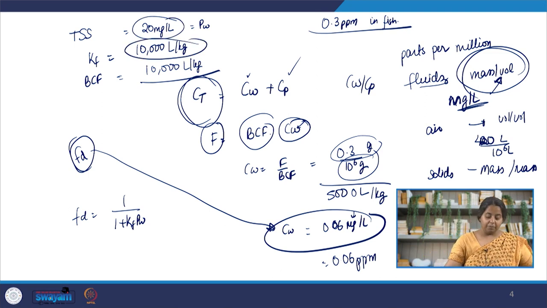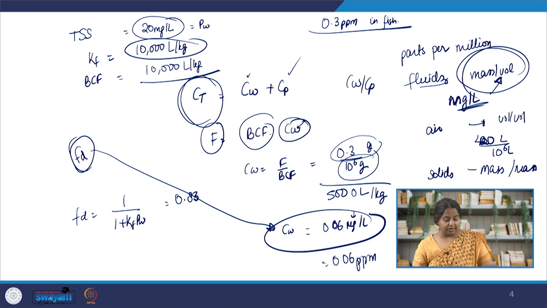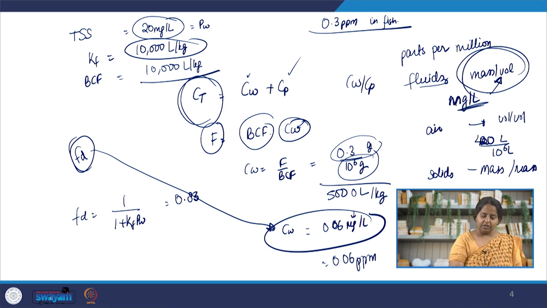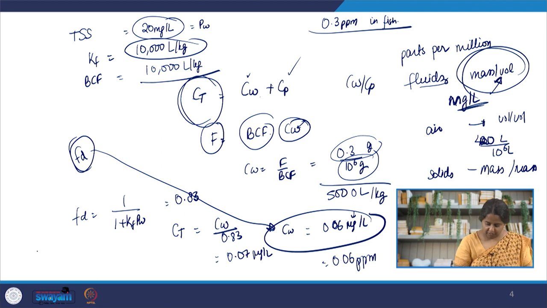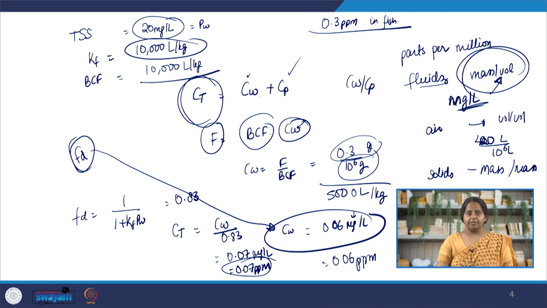So we can find out Fd. Remember, keep the units consistent. When we do that, our Fd comes out to be 0.83. So the fraction of the contaminant in dissolved form is 0.83. 1 minus 0.83 is the fraction in the particulate matter. Now we want to find out the total. Remember, Cw per Ct is Fd, which means Ct will be equal to Cw divided by 0.83. We know Cw and we just divide it by 0.83 and we get 0.07 microgram per liter or 0.07 parts per million. So this is the total concentration of the contaminant that is permissible in the lake for fish in the lake to be safe for consumption.